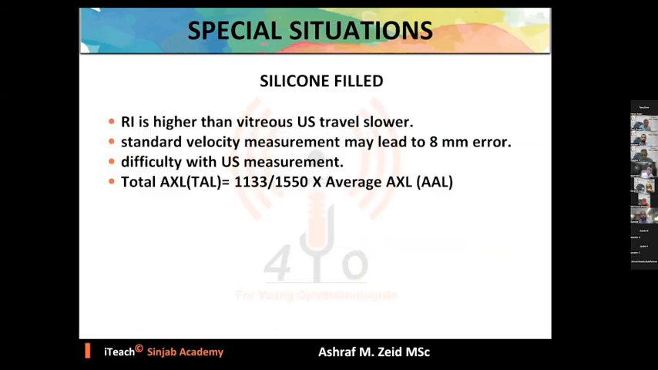So for special situations, silicone oil has an issue that the refractive index is higher than vitreous, so the ultrasound travels slower. The standard velocity measurement can lead to an 8 millimeter error. It has difficulty with ultrasound measurement for the same reason. And for the total axial length, you can just calculate your axial length as usual, and then multiply by 2 over 3.